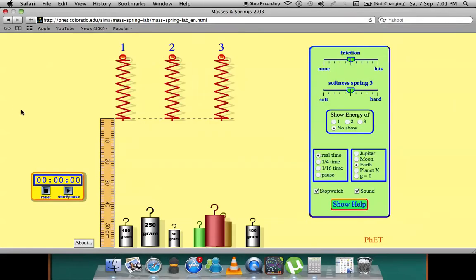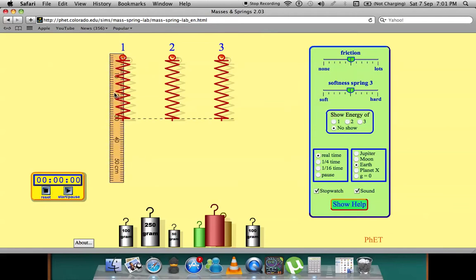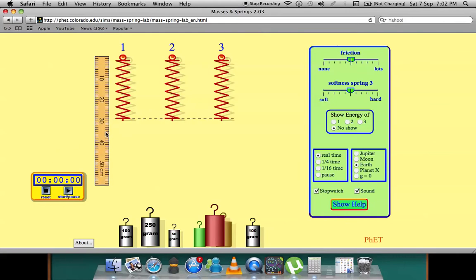So let's see, first of all, let me just put it here. This is my initial position. Let me just place it properly. You can see that this is 20, 21, 22, 23, 24, 25, 26, 27, 28, 29, and 30. Let's just place it here, on the 30th mark.